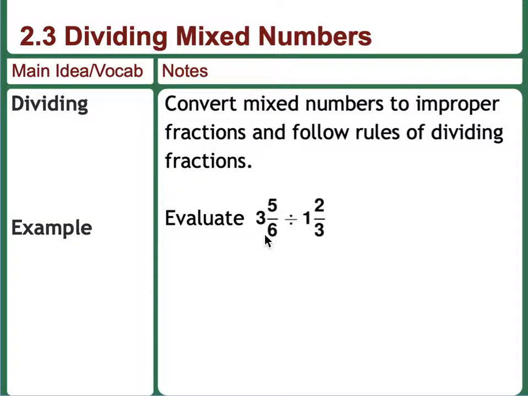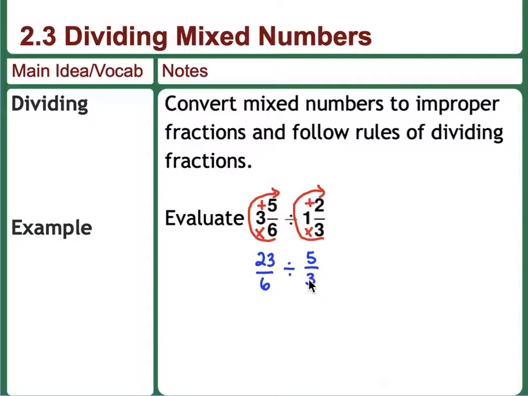So for our first example here, we're going to do 6 times 3 is 18, and then plus 5 more will give us 23/6, and that's being divided by, in this case we have 1 times 3, or 3 times 1 is 3, plus 2 more is going to give us 5/3. So this problem is equivalent to 23/6 divided by 5/3.